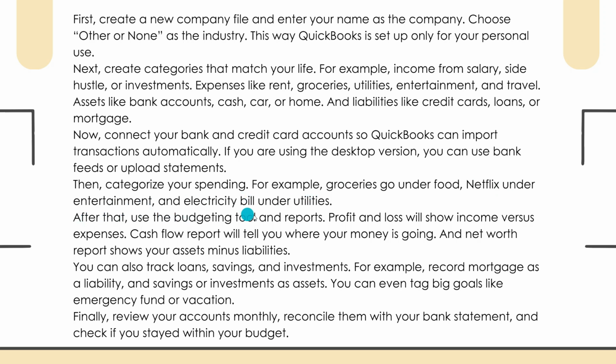After that, use the budgeting tool and reports. Profit and loss will show income versus expenses. Cash flow report will tell you where your money is going. And net worth report shows your assets minus liabilities.